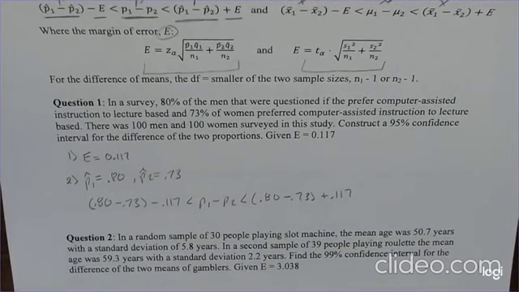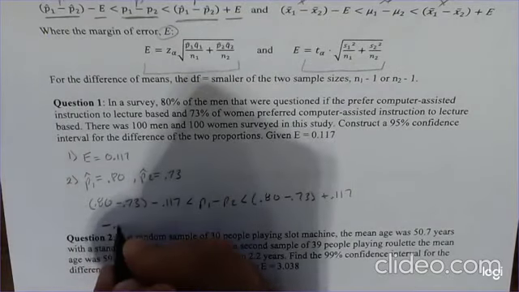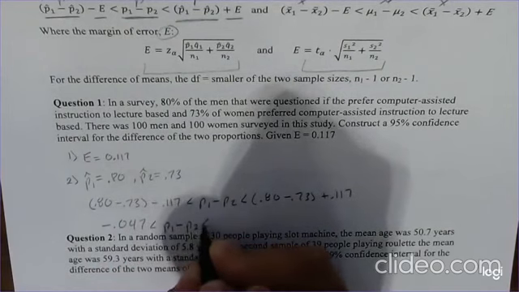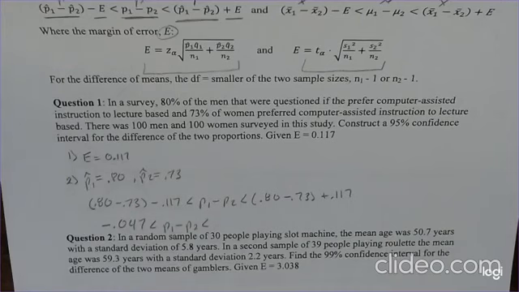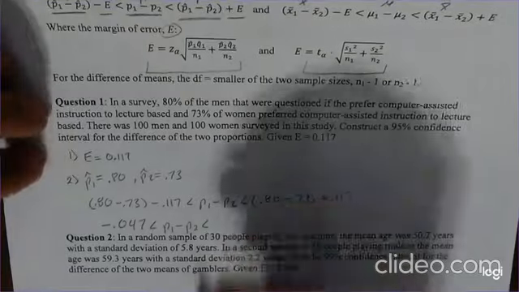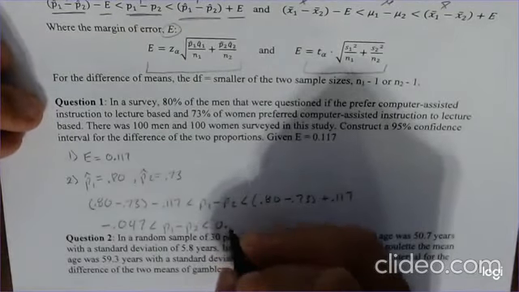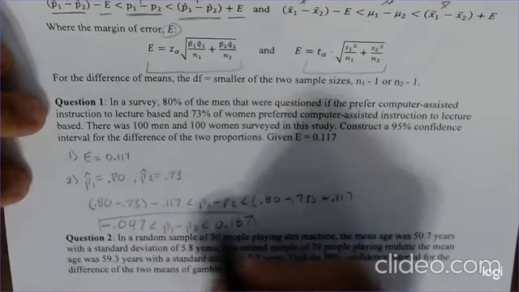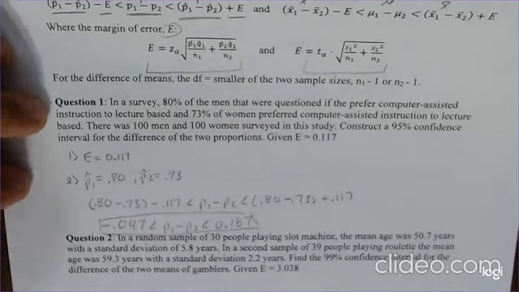On the left side, it's going to be negative 0.047. And on the right side, just the addition of it. And there's our confidence interval.